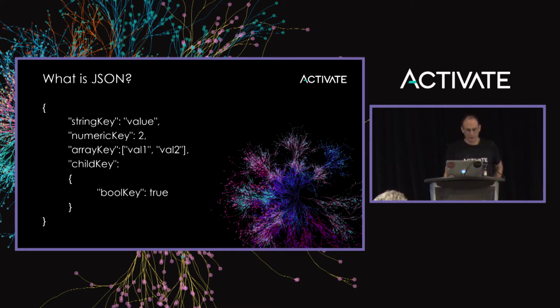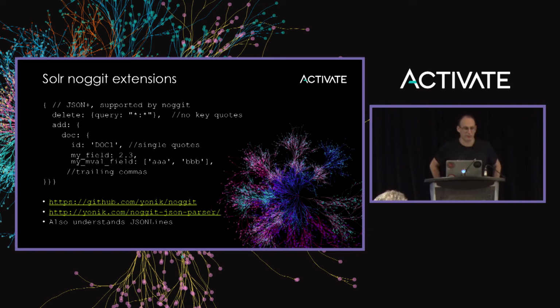So one of the barely documented parts of Solr is that we actually take quite a bit more in the JSON that we consume, so that you can send to Solr. We actually allow comments. We allow keys without quotes, which makes it a lot easier. We allow single quotes, and we allow trailing commas and a couple of other things. And this is done by a project called Noggit.